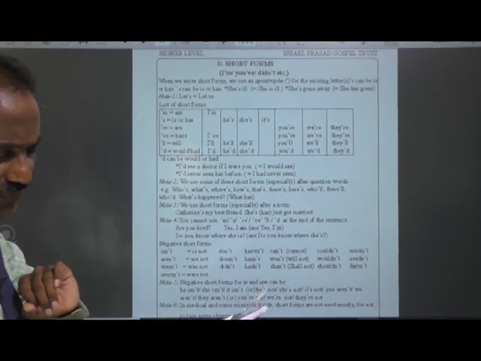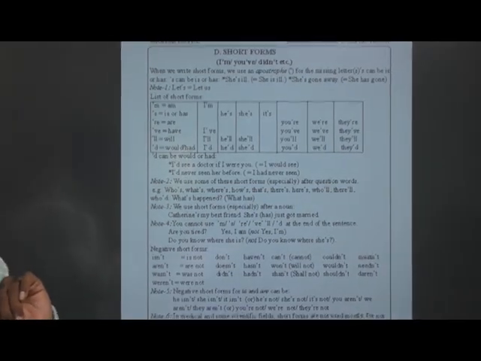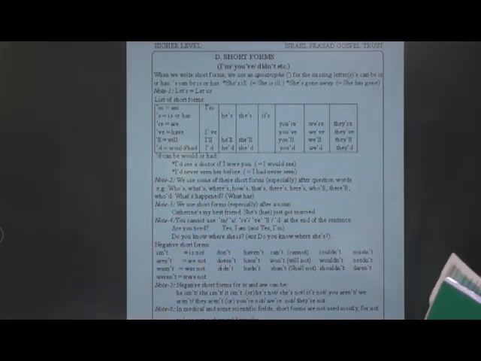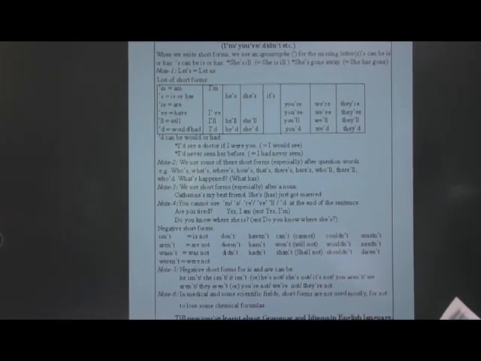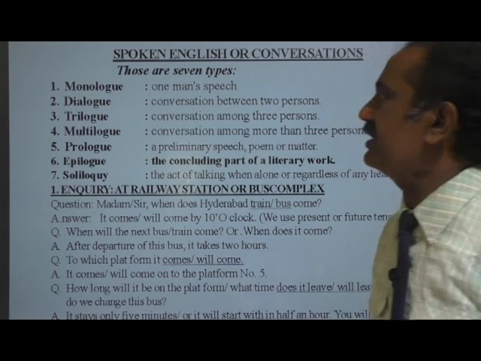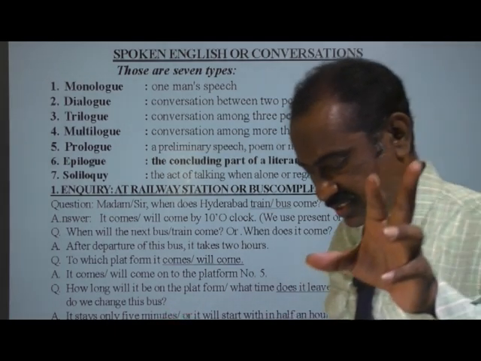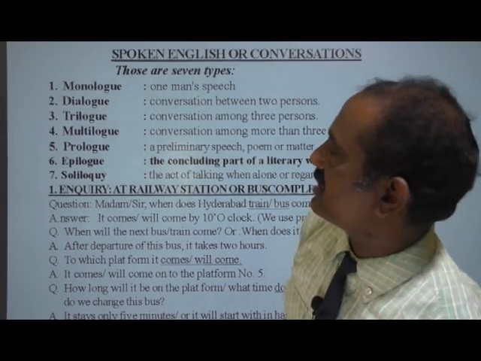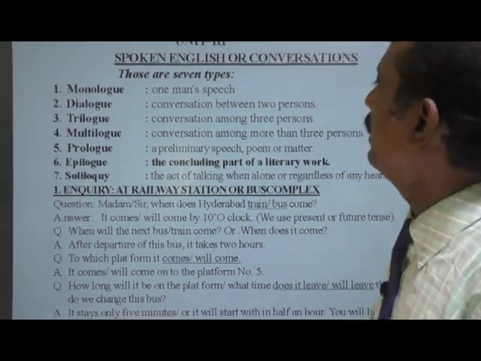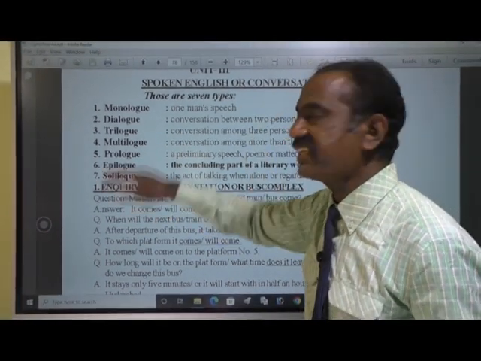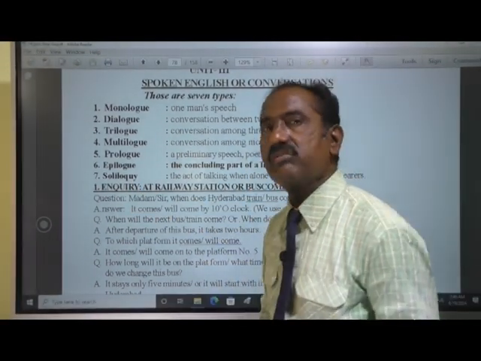And afterwards, spoken English, page 78. Here onwards we have spoken English. What is spoken English? How many types of conversations are there in spoken English? A monologue, dialogue, trilogue, multilogue, prologue, epilogue, soliloquy. Seven types of conversations are there in English.